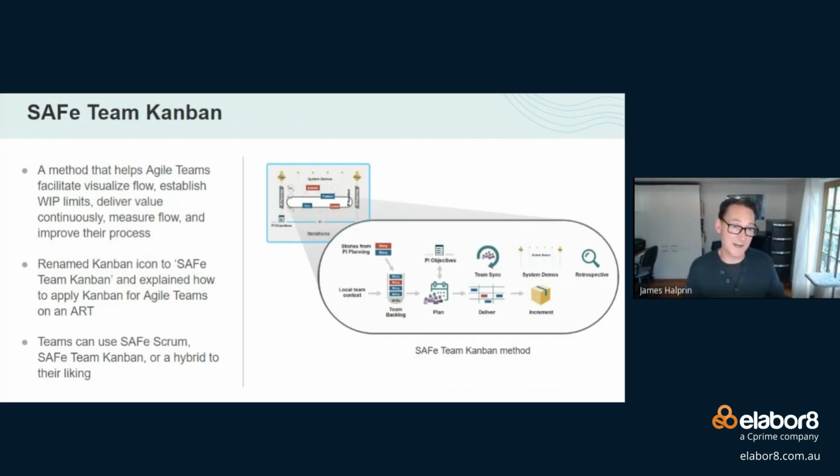SAFe Team Kanban, so the guidance in the framework around Kanban has been improved. The idea that a team can choose its own team-based agile framework has always been there. Teams could run Scrum, they could run Kanban, they could run some other flow-based framework at the team level. So there's nothing new there, but we've definitely enhanced the Kanban guidance in the framework.